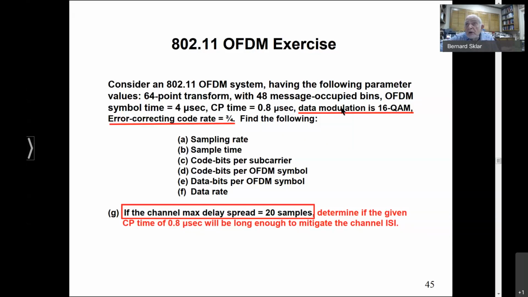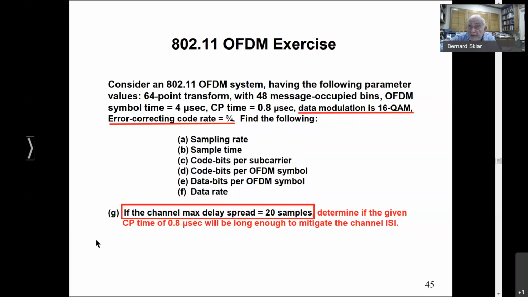So this is now not the spec. This is not 802.11. This is a particular piece of data, and this is a particular code. I say, find the sampling rate, find the sampling time, find the code bits per subcarrier, code bits per OFDM symbol, data bits per OFDM symbol, data rate. And if the channel maximum delay spread is 20 samples, determine if the given CP time of 0.8 of a microsecond is really long enough to mitigate the channel inter-symbol interference.